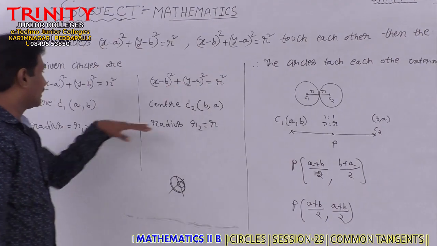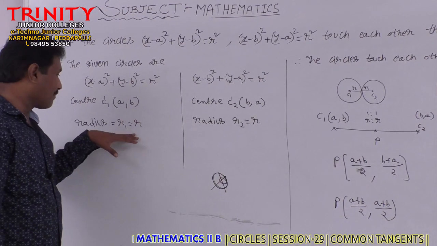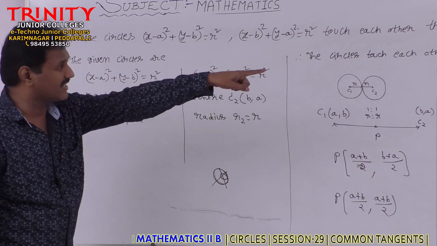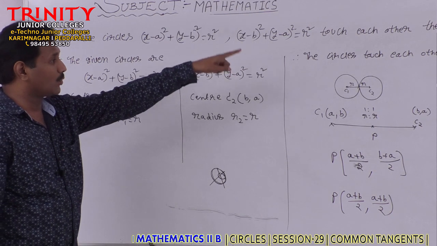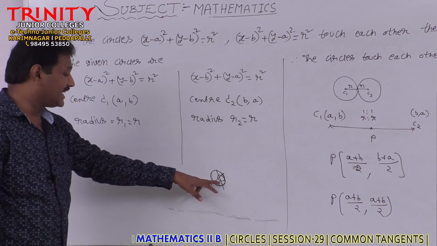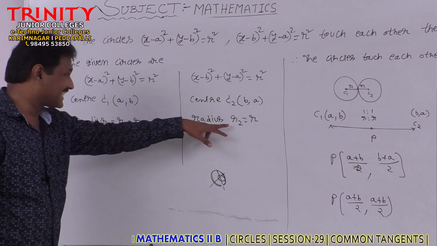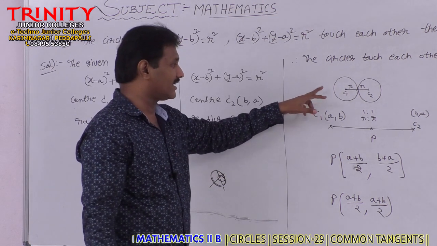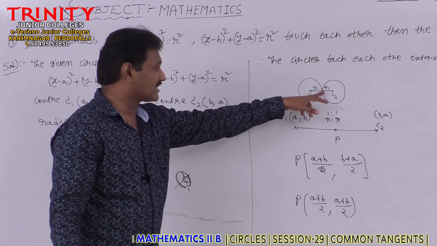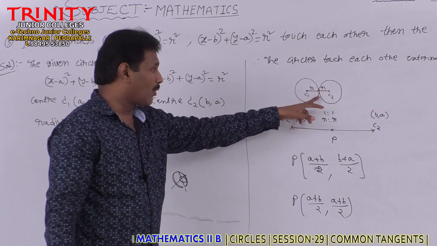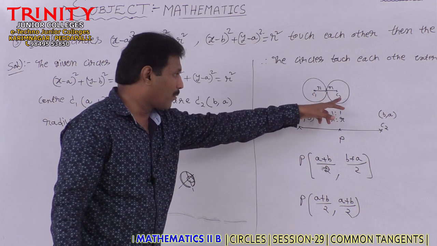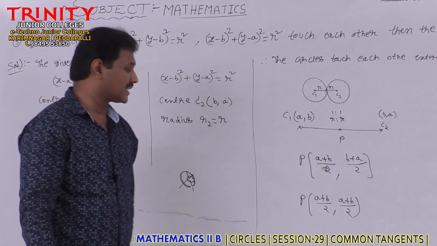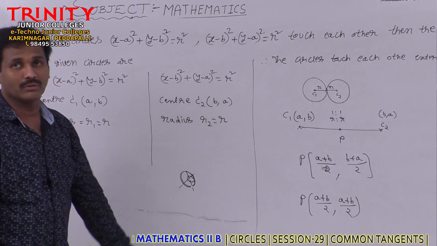In this case, the two circles have the same length of radius and different centers, and the circles touch each other. That means the circles touch each other only externally. Internally is not possible because the radius is the same length and the centers are different. Here also the radii are equal. Therefore, the point of contact is the midpoint of the segment joining the centers, which is ((a plus b)/2, (a plus b)/2).